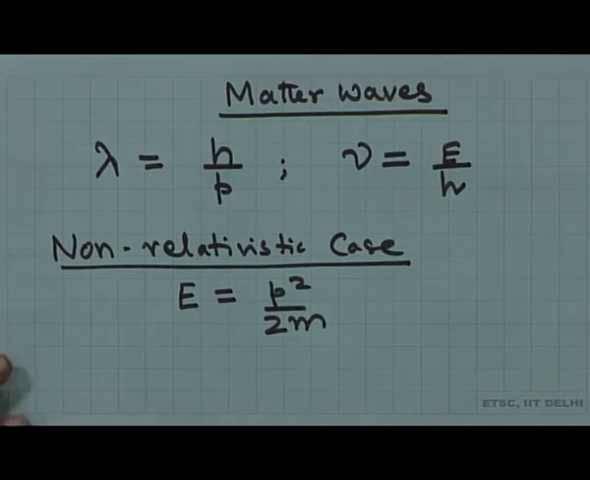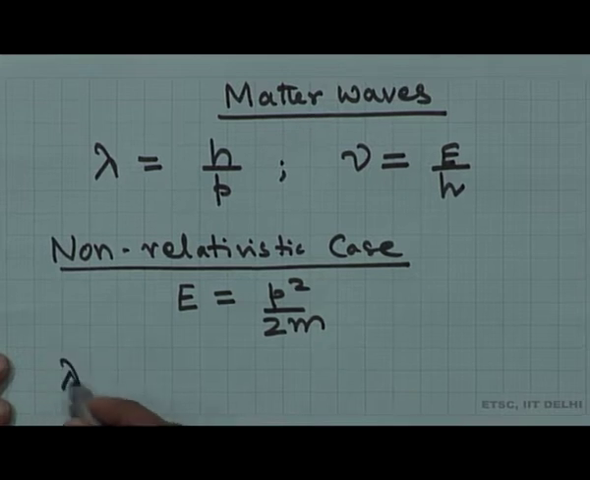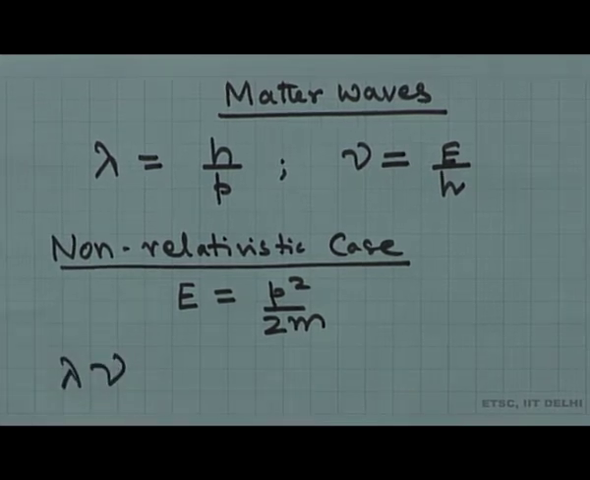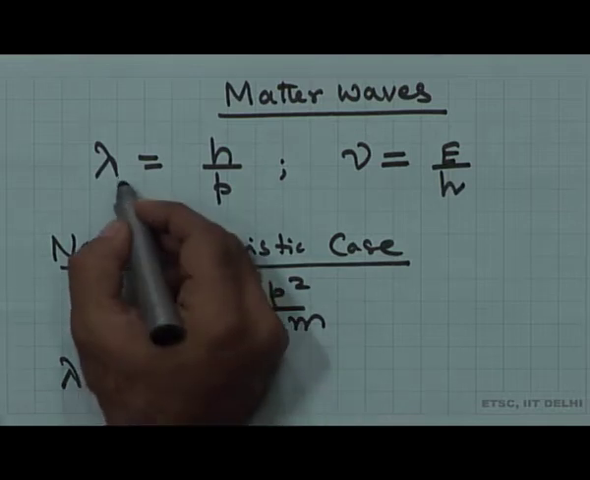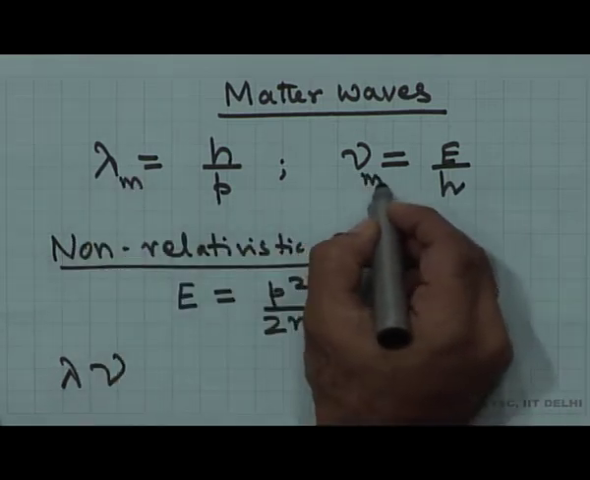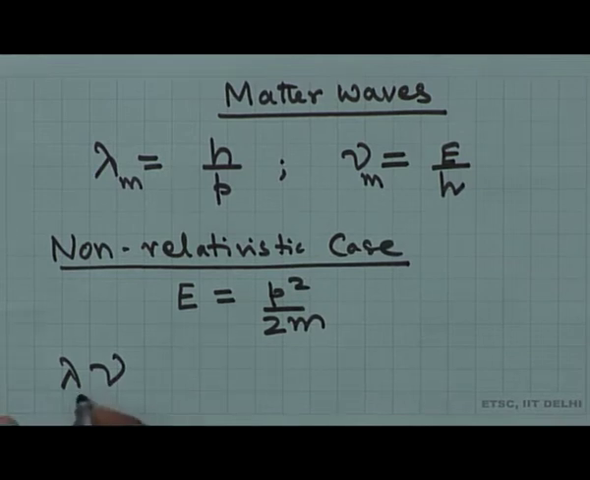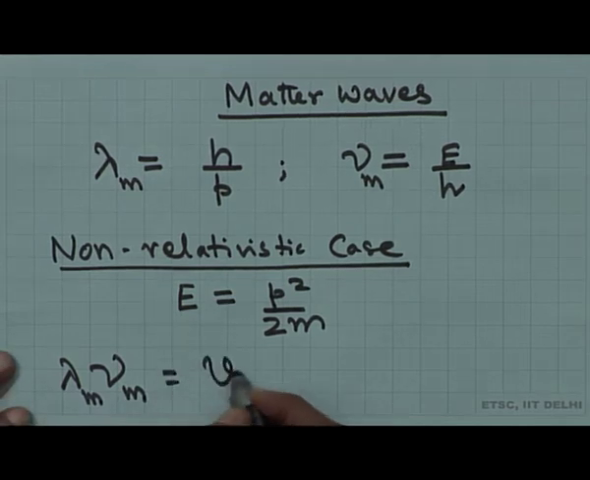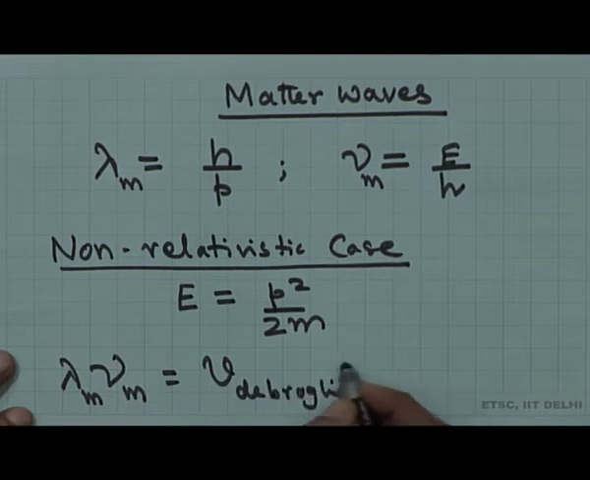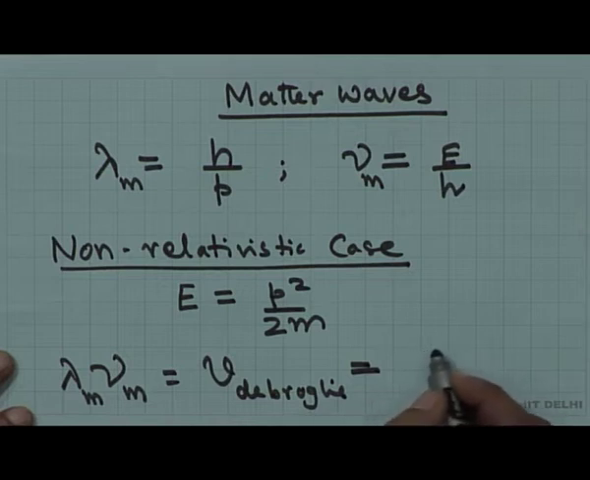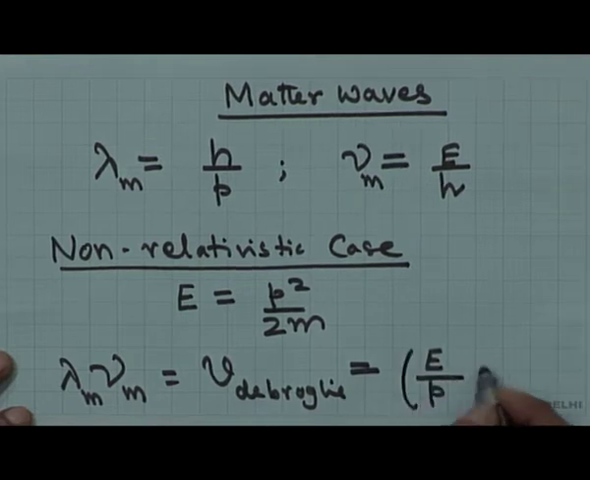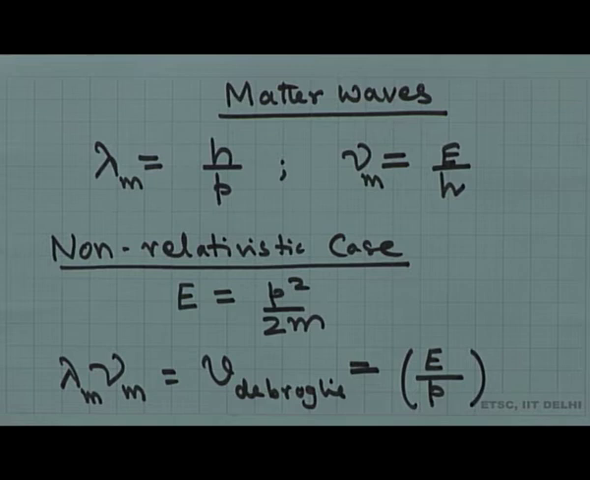So I can play a game. I can multiply lambda into nu. That would be the speed with which the wave would move. So this is the matter wave, this is the matter frequency. I am assigning this m. So I am going to write lambda_m nu_m, and this would be the velocity of the de Broglie wave. And what is this quantity? h will cancel, so this quantity is nothing but E by p.